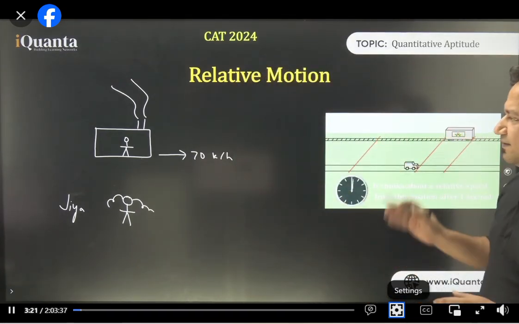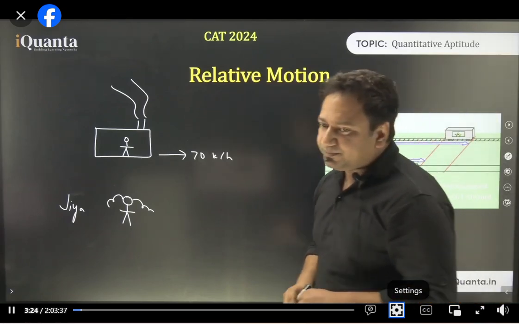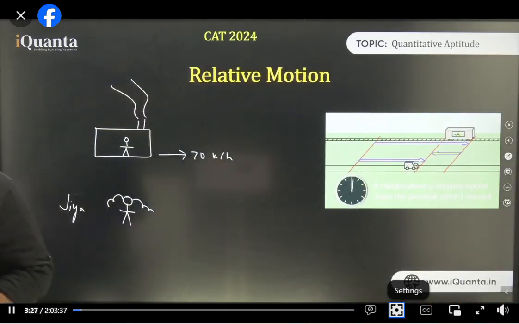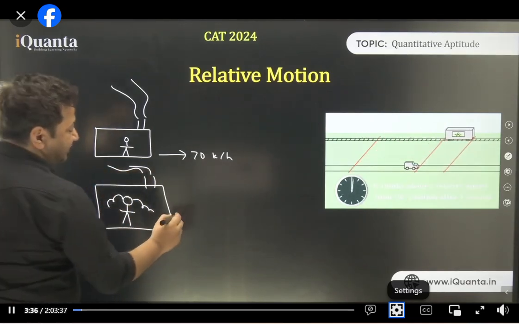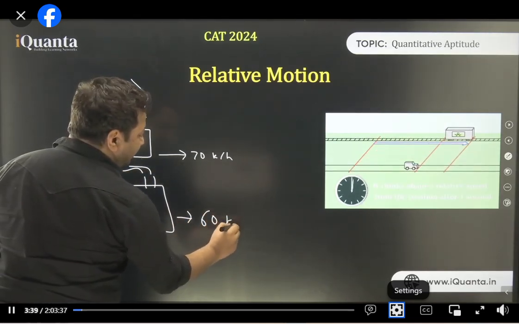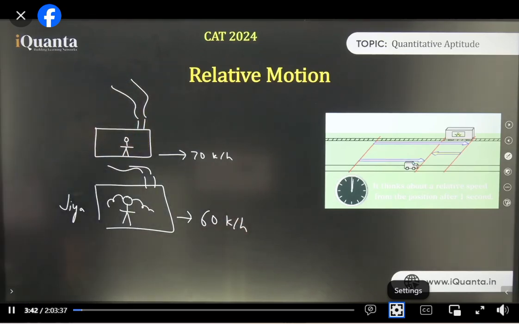So I am moving at a speed of 70 km per hour. For Gia, I am moving at 70, right? That is what she can say. But the moment she also sits inside a train, but is traveling at a speed of 60 km per hour, then my speed for her will be what? So in this case, what will be my speed for Gia?